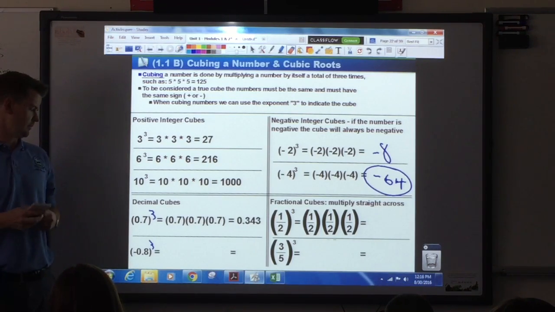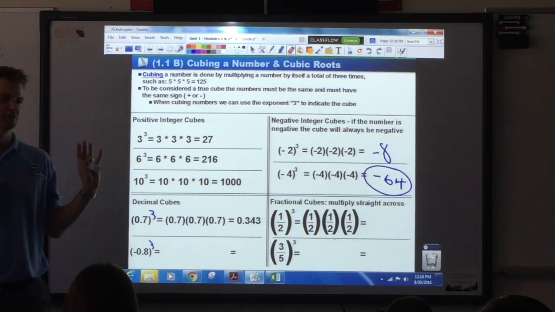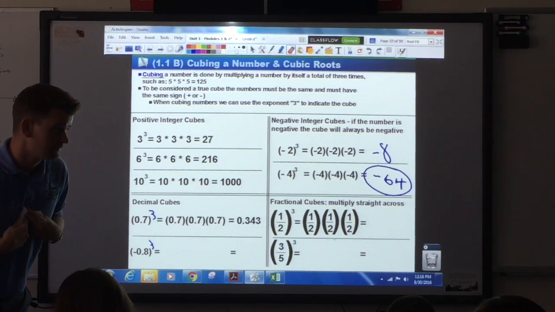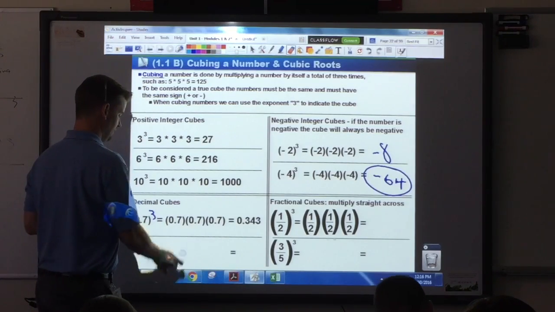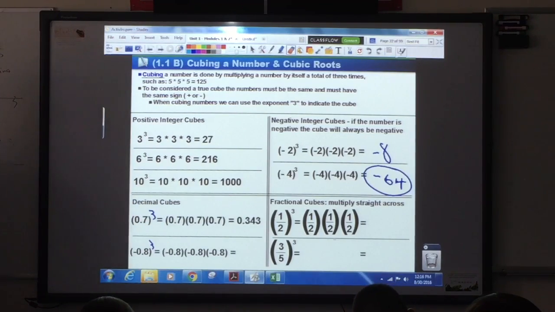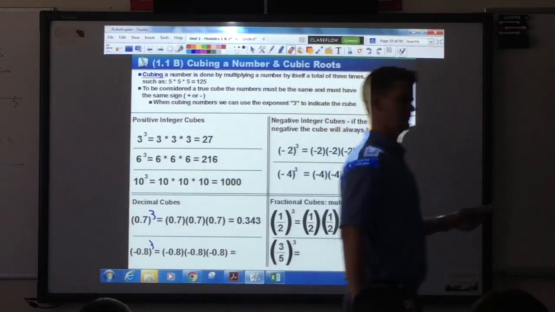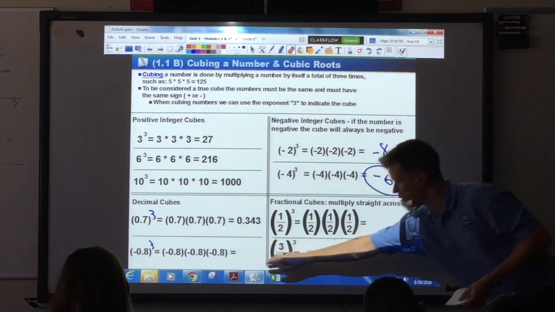Hannah, negative 0.8 cubed. Before we even start, we know it's a negative cube, so my product has got to be negative. Okay, and then Hannah is going to answer. We write that out. Negative 0.8, negative 0.8, negative 0.8. Just Hannah, what do you got? Negative 0.5.